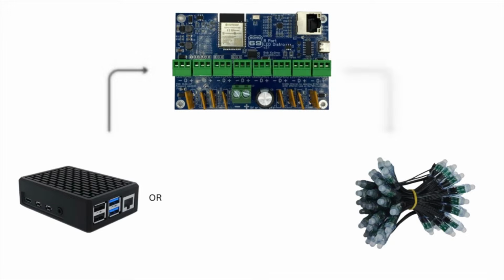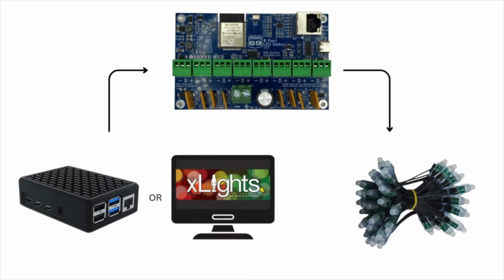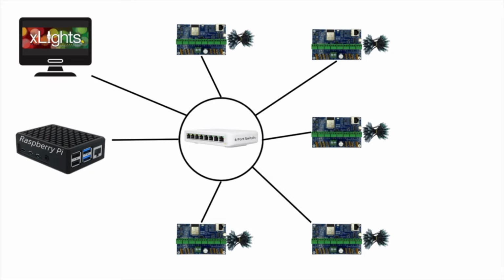So in a simple explanation, what we're trying to do is get our Raspberry Pi or our xLights or xScheduler to talk to our controller, and then our controller talks to our lights. Real simple, real easy. So a lot of people have this network set up here. You've got your switch and you've got everything plugged in almost like a giant wagon wheel, and that's everything connected together, but is it talking to each other?